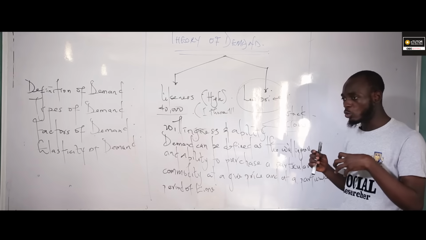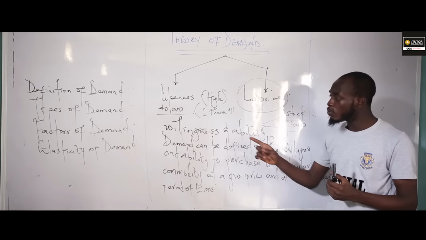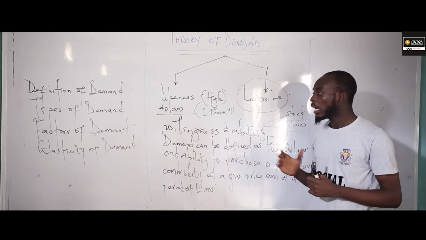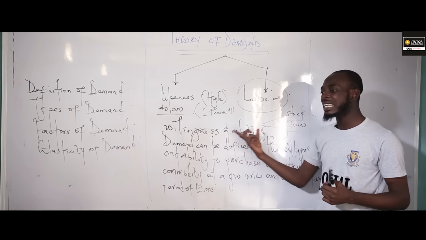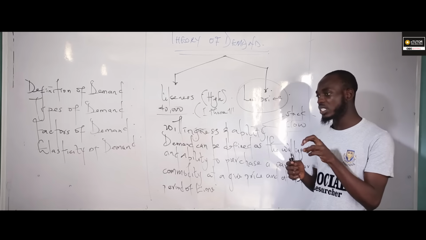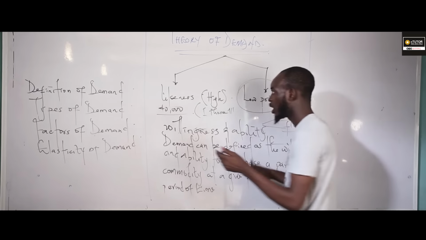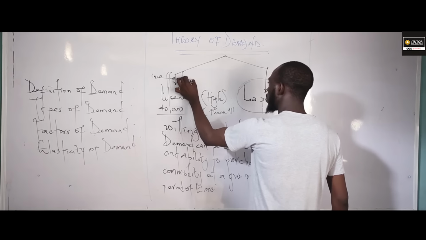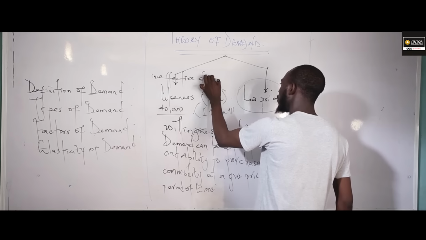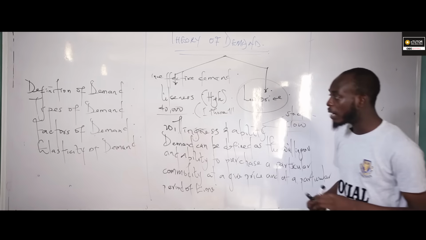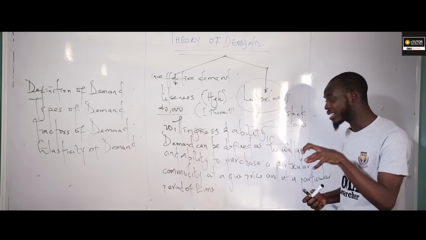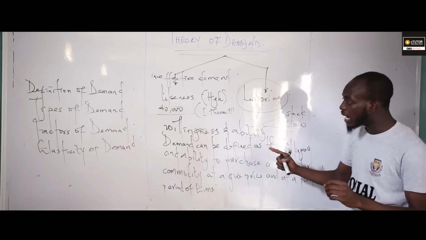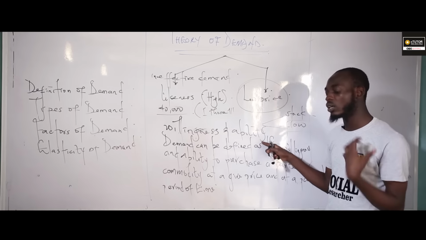Now, as an individual, before you can engage in demand, it must be supported or backed up by willingness and ability. If it is not backed up by willingness and ability to purchase that commodity, we call it ineffective demand. That one is the opposite of demand. So demand must be backed up by the willingness and ability to pay for that commodity.